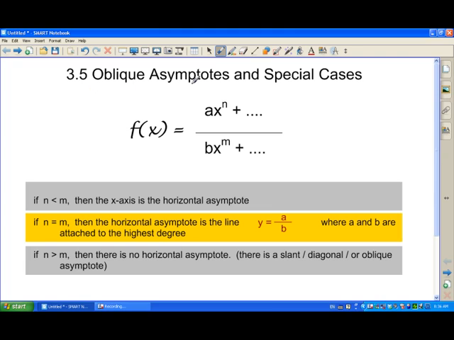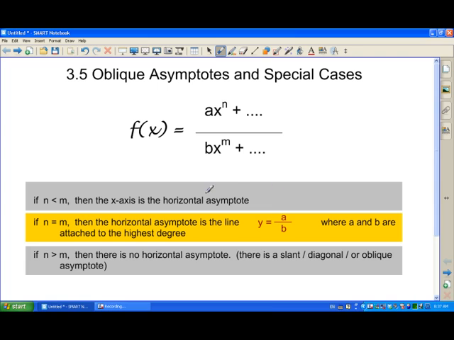Talking about oblique asymptotes and looking at some special cases of the reciprocal functions we've been looking at. We've built up now to the point where we're starting to talk about functions that aren't necessarily linear functions over linear functions. We could have different degrees in the numerator and the denominator. In the last video that you watched, I did mention that there's going to be three different cases that we look at. The first one is if the degree on top is less than the degree on the bottom, then the x-axis is the horizontal asymptote.